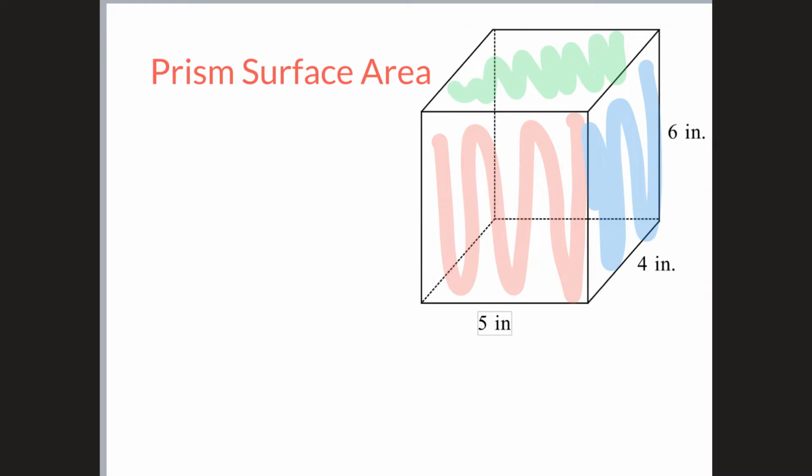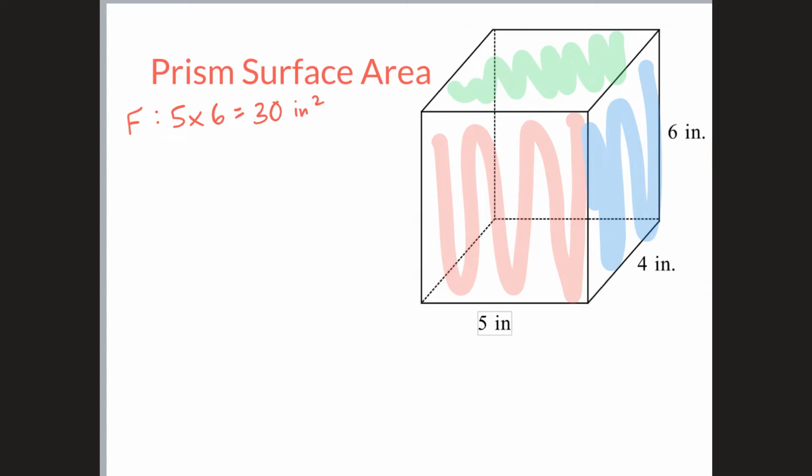So let's take the area of the front. The area of the front is going to be 5 times 6, right? And this is 6 right here, so that means this length is also 6. So the area of the front is 5 times 6, which is 30, and that's square inches, because area is all measured in squares.